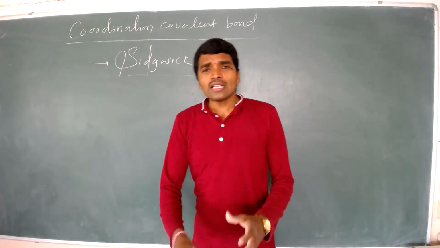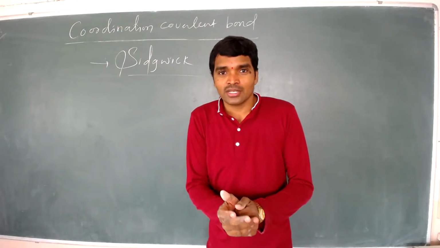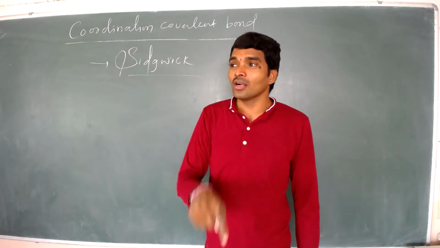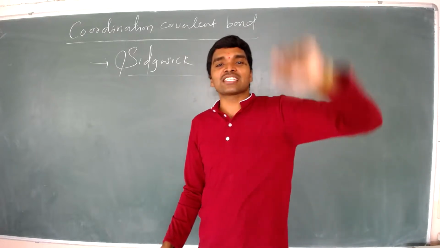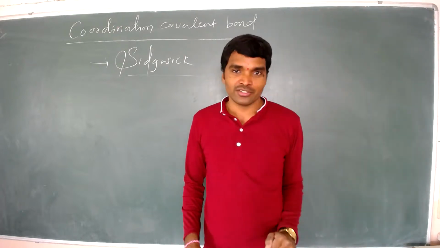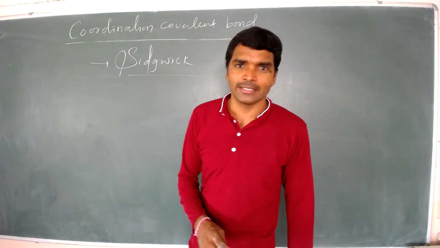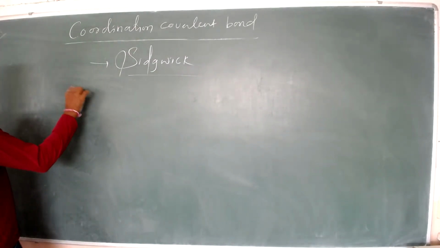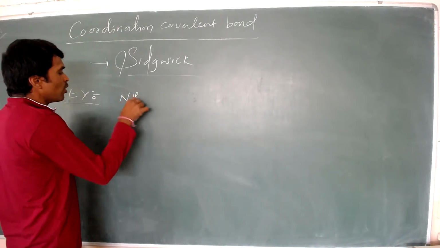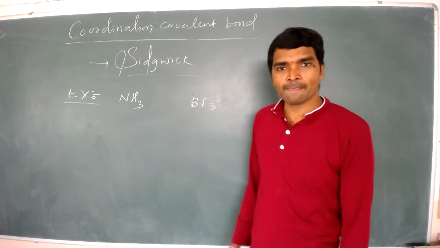What is the coordination bond? After formation of the covalent bond, sharing of electrons from one molecule to another, electron pair contribution takes place. To understand it in a simple way, I want to take one example. The best example for coordination covalent bond is the ammonia and BF3 molecule.